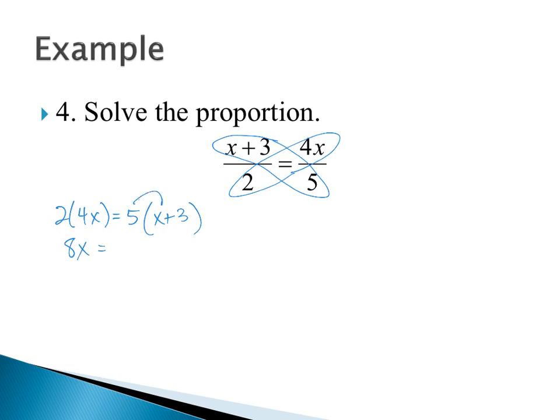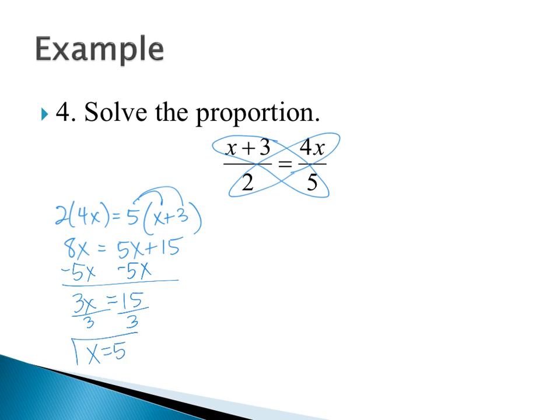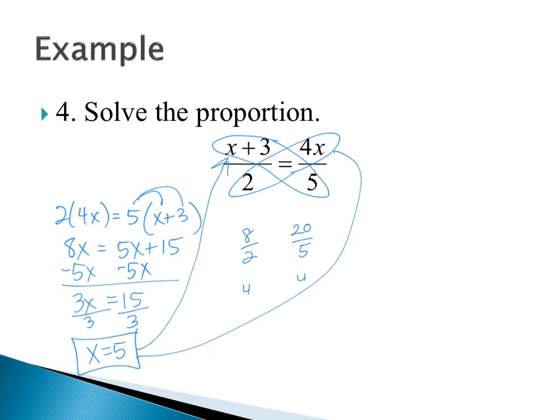Here, you're going to have to distribute that 5. And then I just keep solving. Again, you could plug in your number. You could put the 5 in. If you put the 5 in right here, you'd have 8 over 2. If you put the 5 in over here, you'd have 20 over 5. Reduce those, you get 4 and 4. Oh, it balanced.